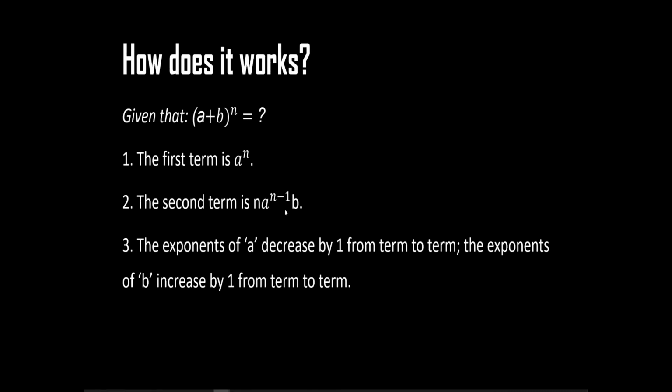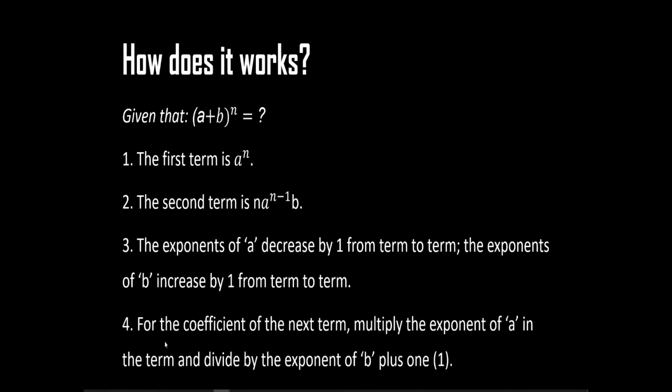So this is the second term. And then the third term, for that, the exponent of b will be 2, since here the exponent is 1, so we increase it by 1. So 1 plus 1 is simply 2. And lastly, for the coefficient of the next term, multiply the exponent of a in the term and divide by the exponent of b plus 1.